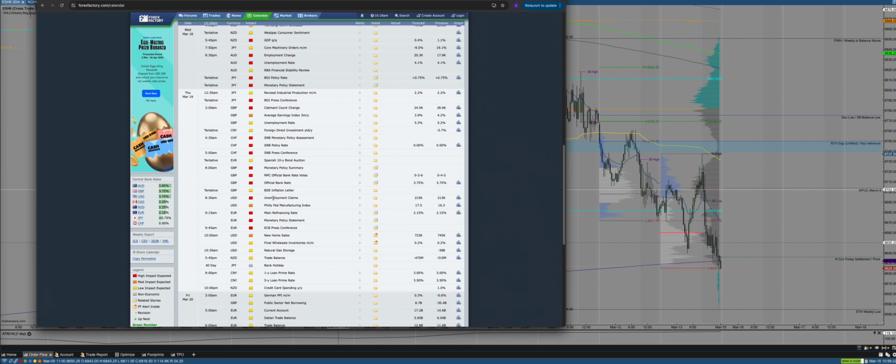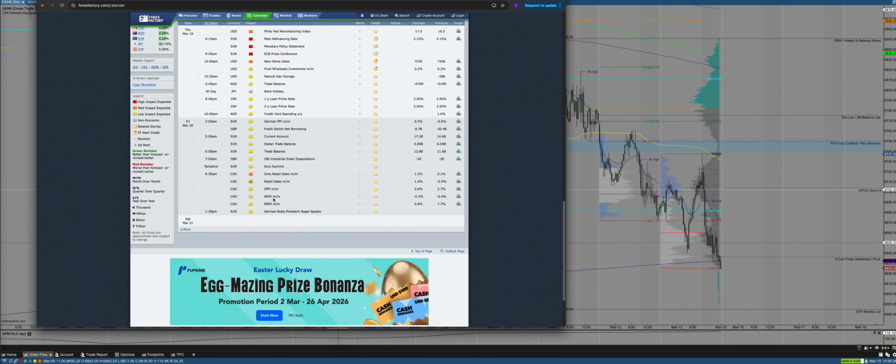Thursday, we have jobless claims, 8:30 a.m., 10 a.m. new home sales. And then Friday, we have no major data on the market.